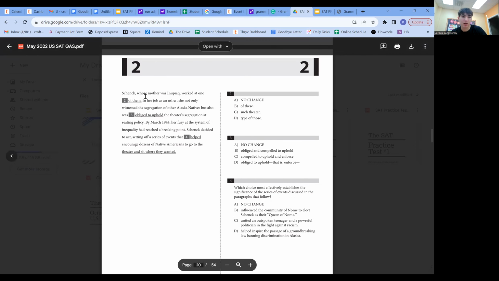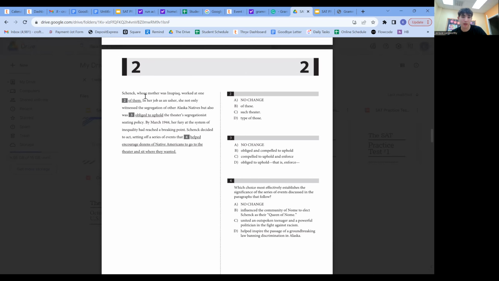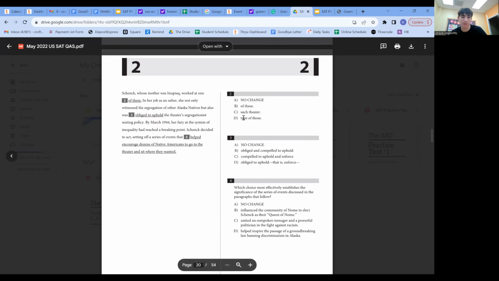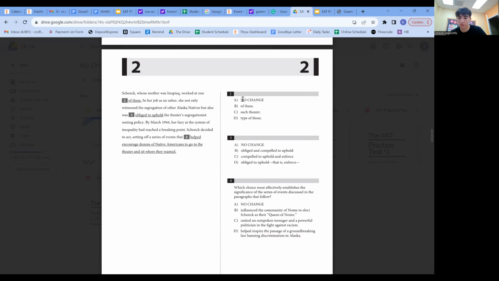For two, Schneck, whose mother was an usher, worked at one of them. Of these, such leader, type of those. This one's easy. You gotta go with such leader because it's not super clear what those are referring to. So two is gonna be C.